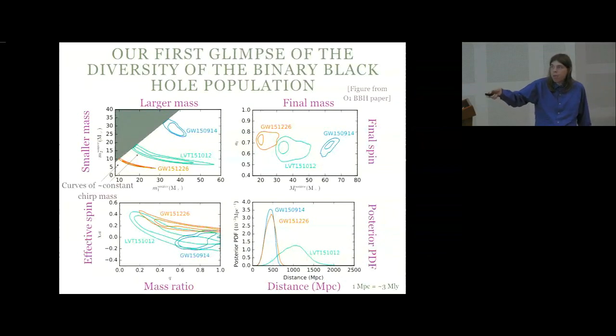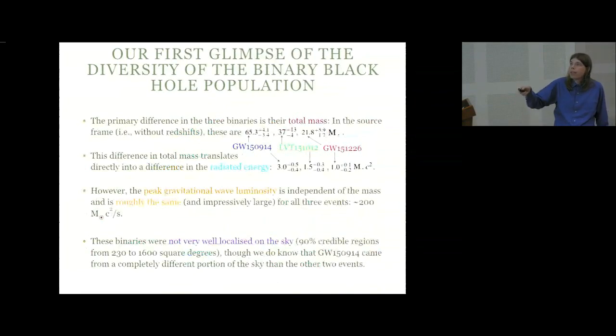And as you were saying, both of these are about the same distance, and the one that we didn't see so clearly was more likely further away. Here are now the total masses. Here the source frame without the redshift, the small one that I quoted earlier, differs by a factor of 3 between the two. So we're starting to actually see the diversity of black holes in the universe.